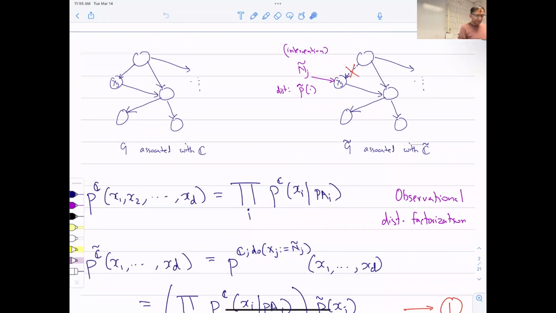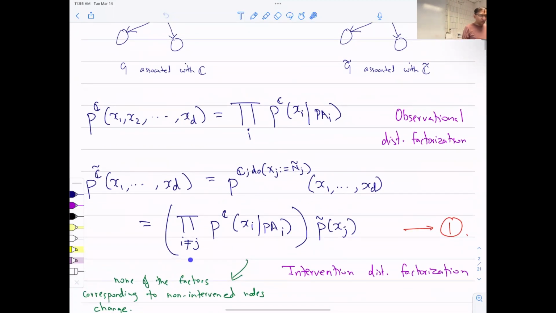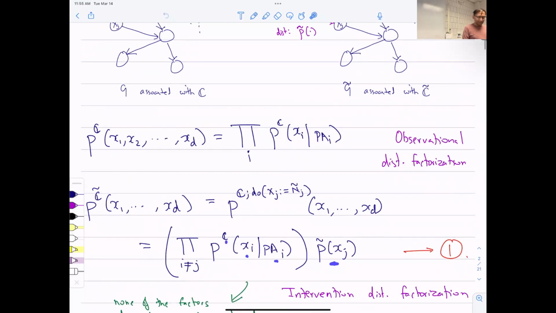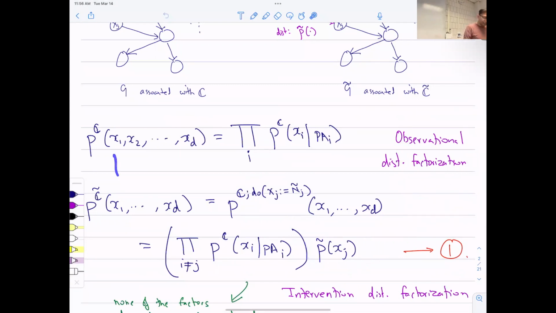If you notice here, the factorization of every other node in this graph is unchanged from the original graph. Which means P_C tilde can be written as, for every node other than J, you can still write it as P_C of Xi given the parents of i. The functional form is exactly the same, except for the Jth one, where previously it was P of Xj given the parents of j. Instead, we have replaced it by P tilde of Xj. So these two distributions are closely connected. Now, you can see that there's really one term that is different. And that's what we are going to use to reason about how to marginalize things out correctly from one and reason about the other.